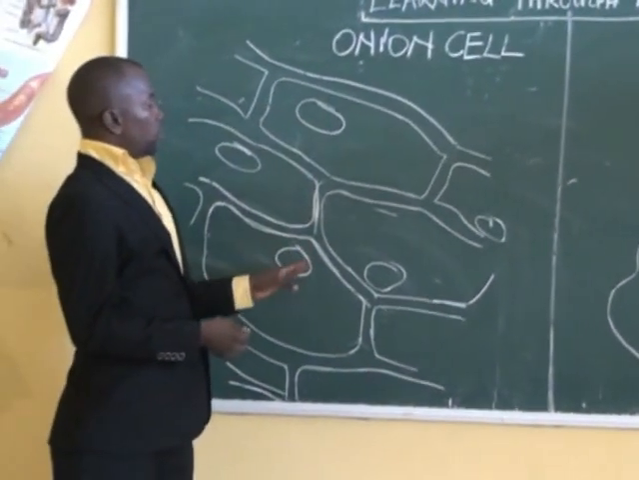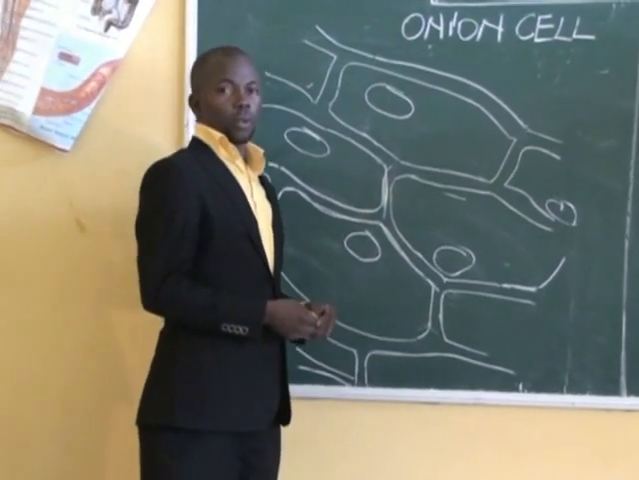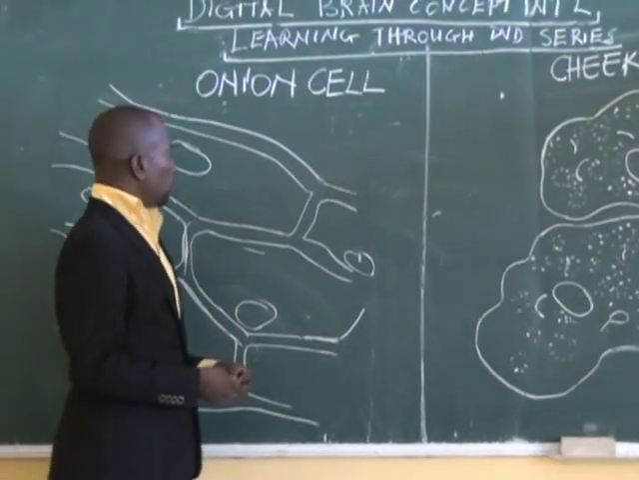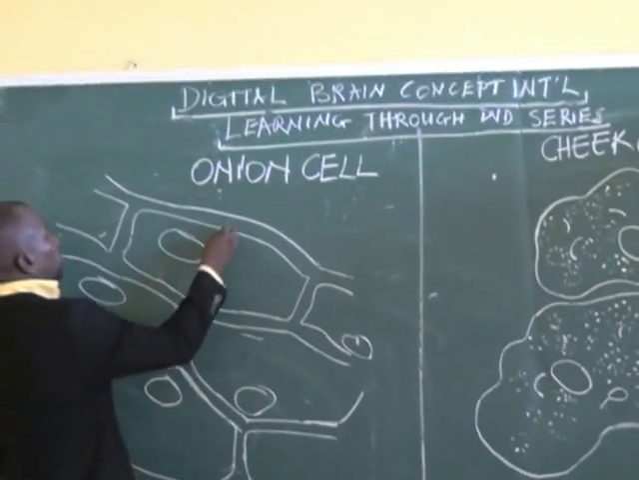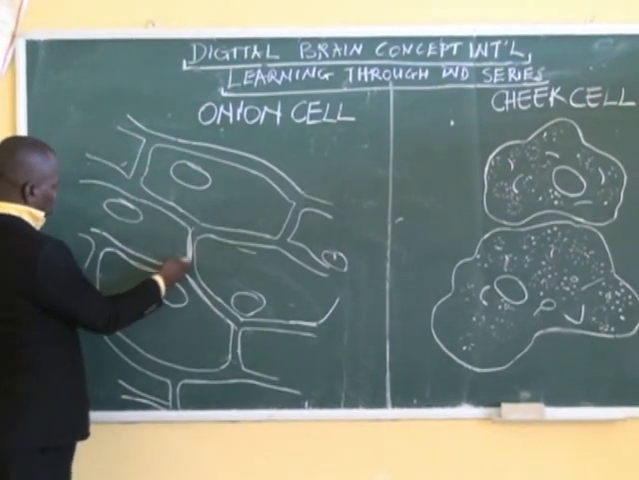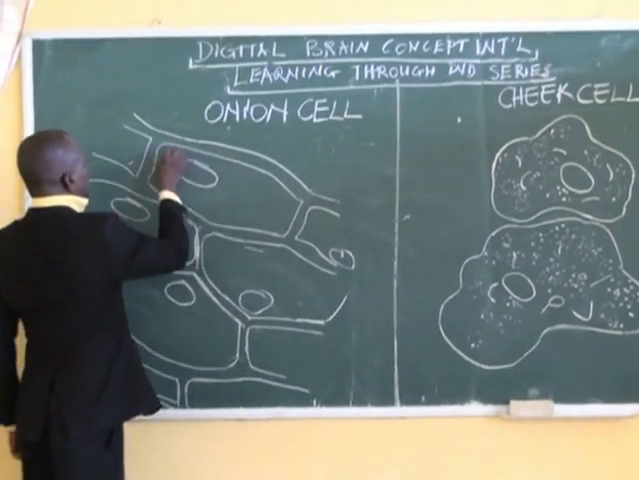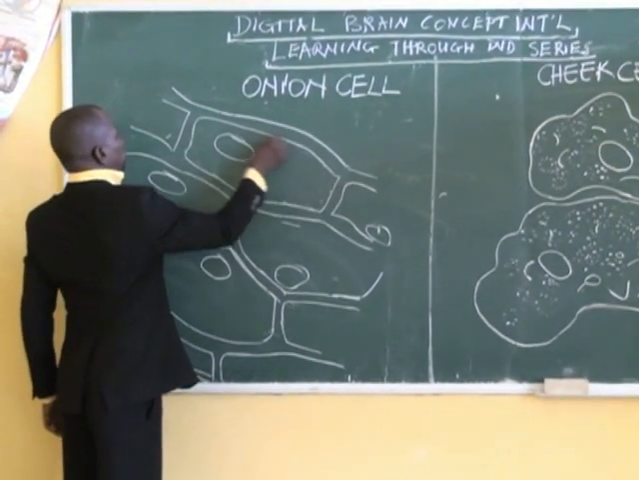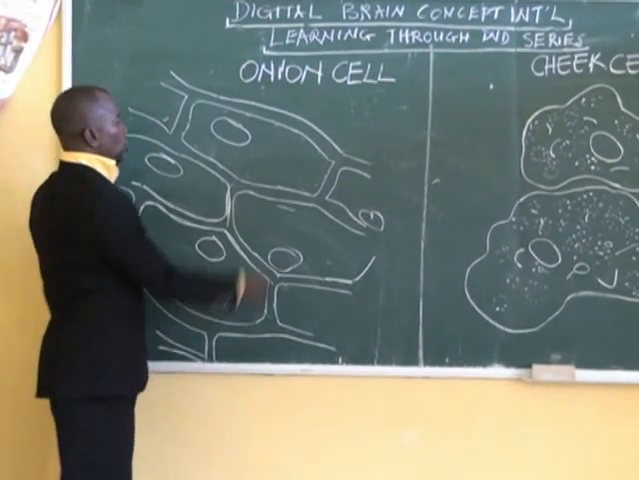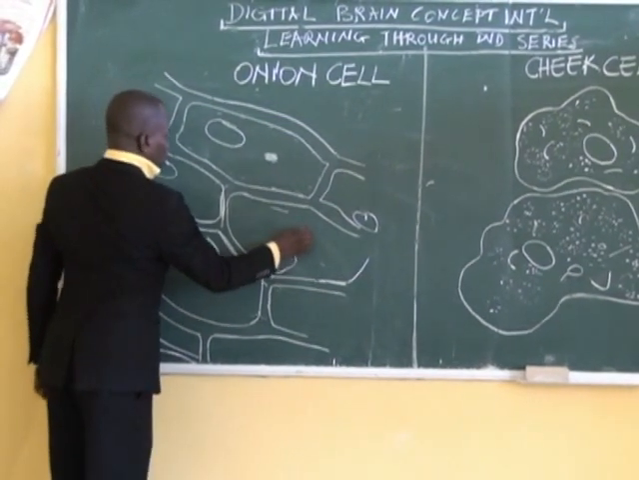By comparison, we can see that the plant cell here is rectangular in shape, while the animal cell is spherical in shape. You can see the cell wall of the plant cell. These are the cross walls. And inside this plant cell, we have what we call the cytoplasm. This is the large vacuole. Plant cell also has a nucleus and some organelles.